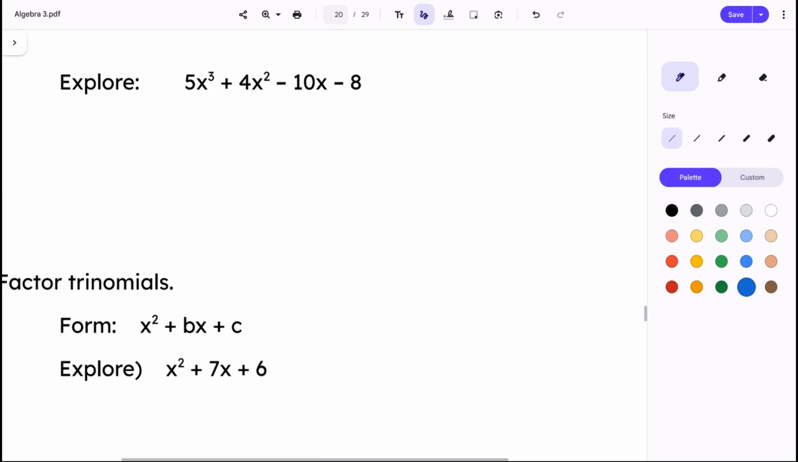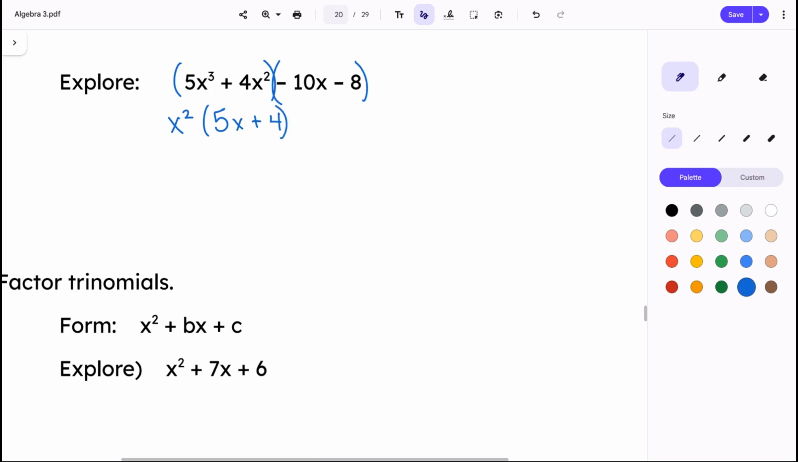Okay, so here's what I would have done. I would have grouped the first two together, grouped the second two together, and then I would have tried to find things that could come out of the terms. So in the first set, I can take out an x squared, and that would leave me with a 5x plus 4.